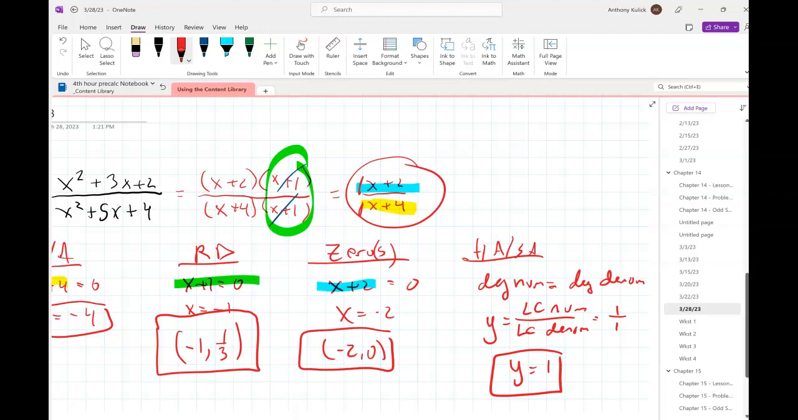Pat? For the 1/3, wouldn't that be 1/2? Or how would you get 1/3? So I plugged -1 in here. Oh. So -1 plus 2 is 1 over -1 plus 4, which is 3. So you plug it into the reduced to get the y-coordinate.